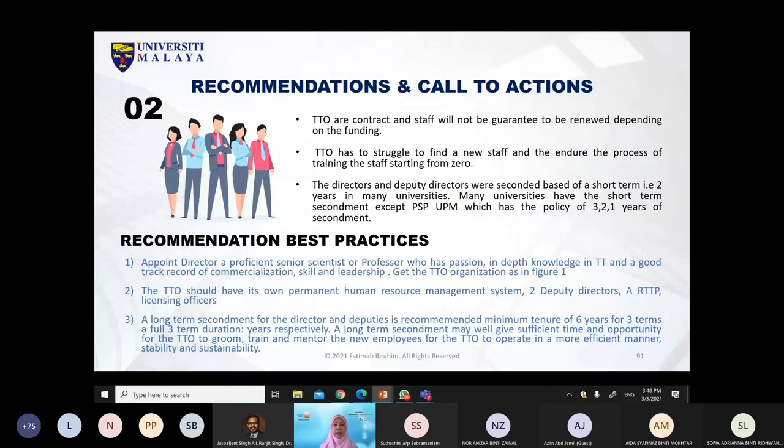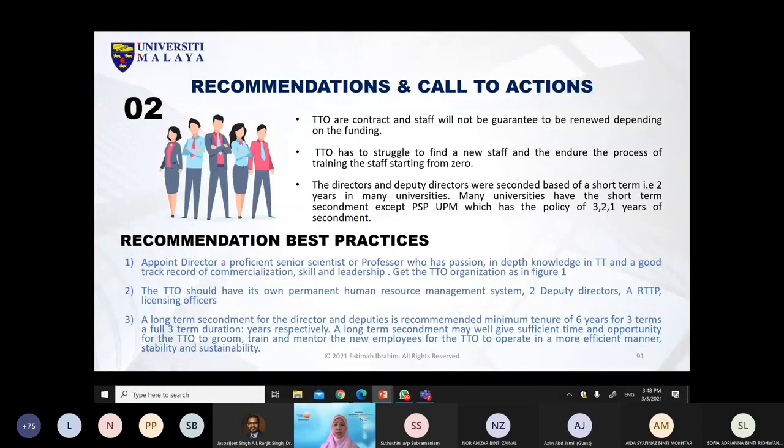And this director will be able to guide the technology transfer to do a very proper business proposal and to construct a good TTO organization chart as shown in figure 1. And then the TTO should also have their permanent human resource. As I mentioned, one director and two deputy directors, especially one to take care of IP and also the commercialization, and at least an RTTP, a registered technology transfer professional, that can guide.